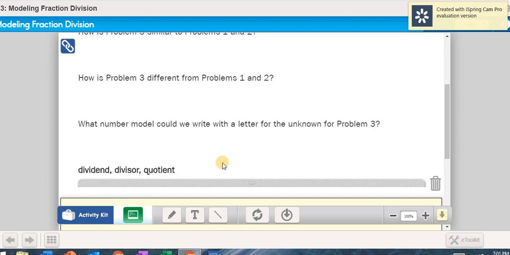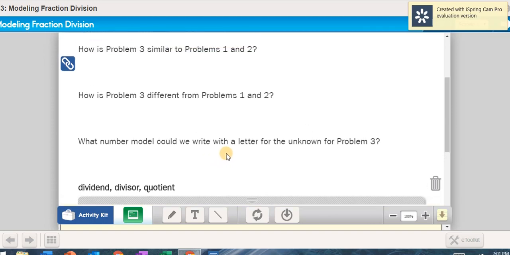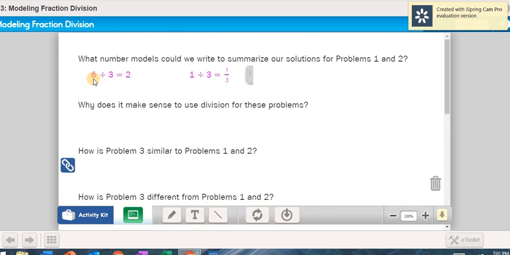And here's some vocabulary we want to remember: our dividend, our divisor, and our quotient. So we look up top. 6 is our dividend, 3 is our divisor, and 2 is our quotient. If you notice, our dividend is larger than our quotient when we're doing division. Here our dividend is 1, our divisor is 3, and our quotient is 1/3. 1/3 is smaller than our dividend. So our quotient is smaller than our dividend when we're dividing.